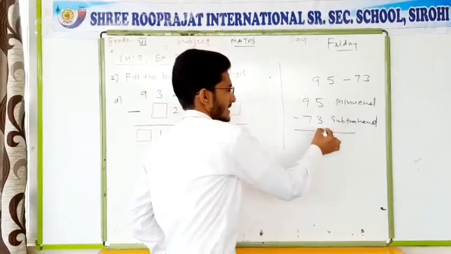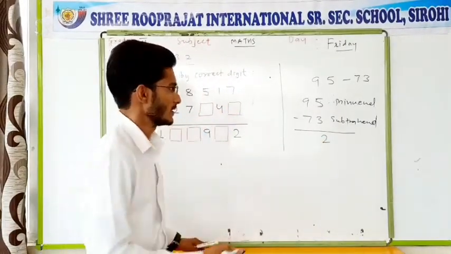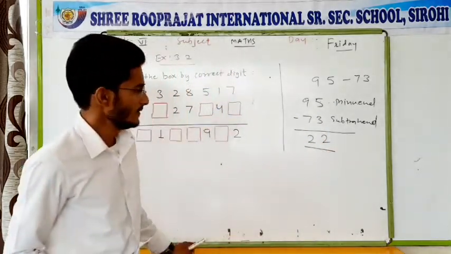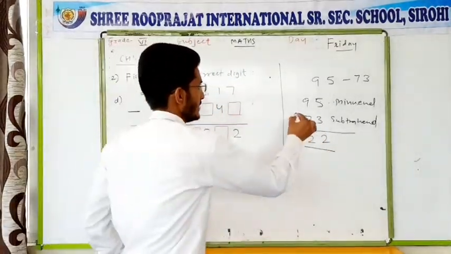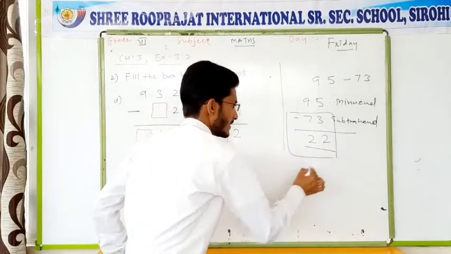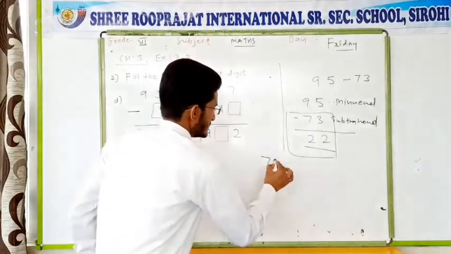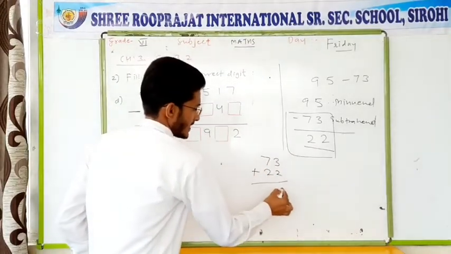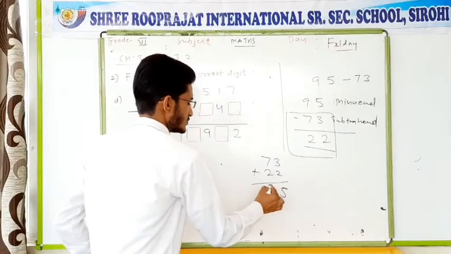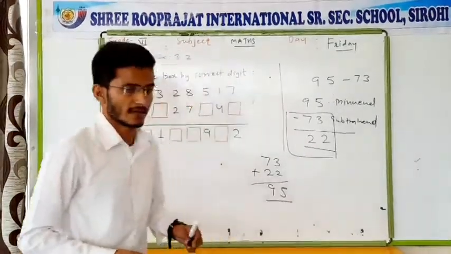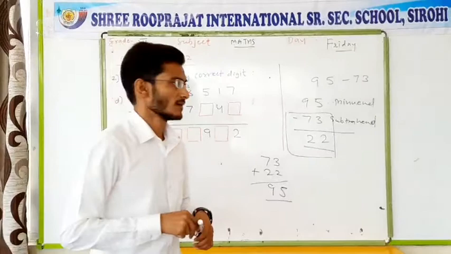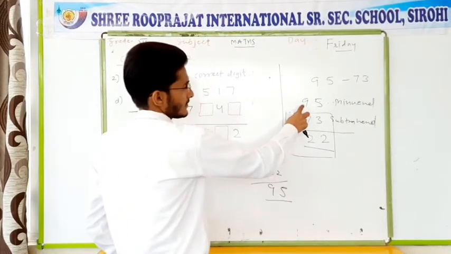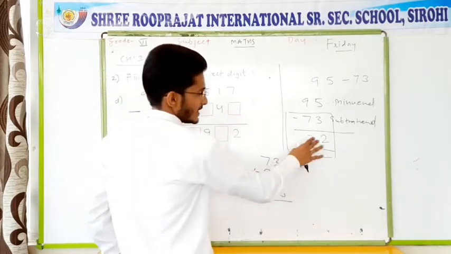We will subtract 5 minus 3, we will get 2. If we subtract 9 minus 7, again we will get 2. And for checking our answer, we add these two numbers again. So, if we add 73 and 22, 3 plus 2 is 5, and 7 plus 2 is 9, you are getting 95. So that was question number 1. If we subtract 73 from 95, we will get 22.